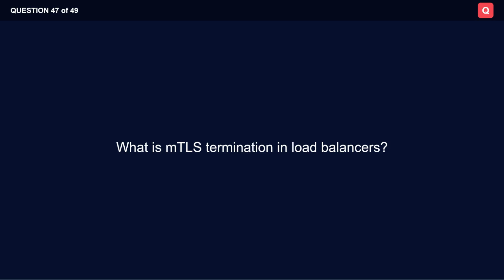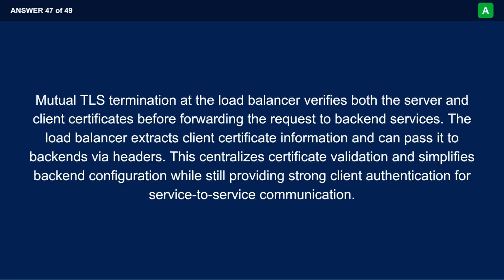What is mutual TLS termination in load balancers? Mutual TLS termination at the load balancer verifies both the server and client certificates before forwarding the request to backend services. The load balancer extracts client certificate information and can pass it to backends via headers. This centralizes certificate validation and simplifies backend configuration, while still providing strong client authentication for service-to-service communication.